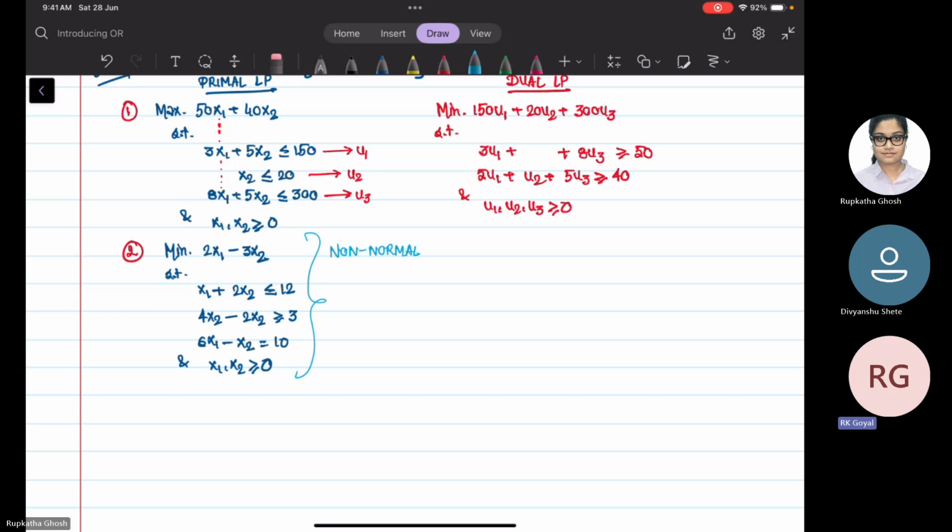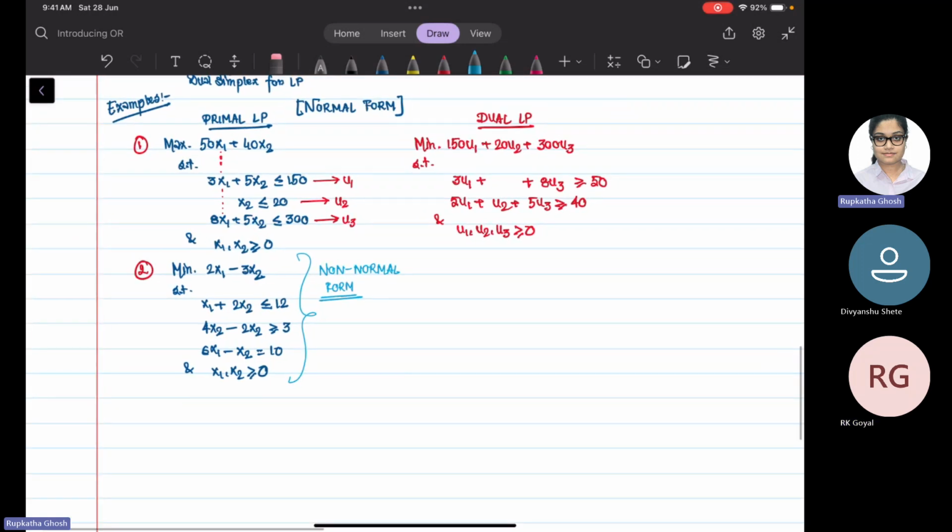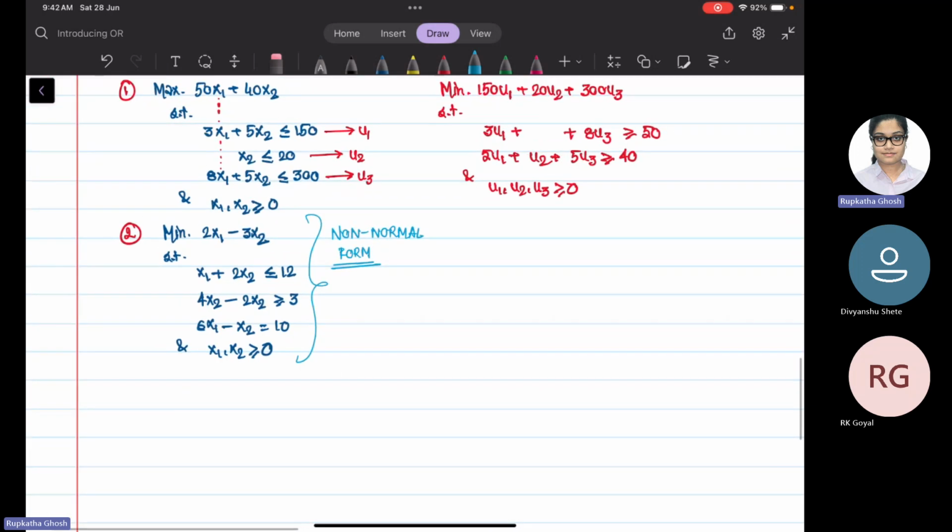Because of the first constraint, and probably because of the third constraint as well. Absolutely right. So in a minimization problem, your constraints have to be greater than or equal to constraints, right? But as you can see, it is not. So if I have to convert this, first I will convert this.